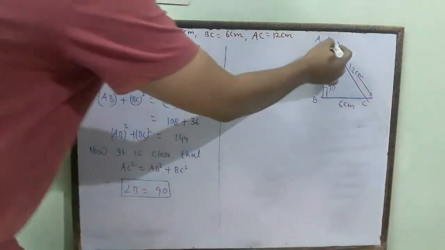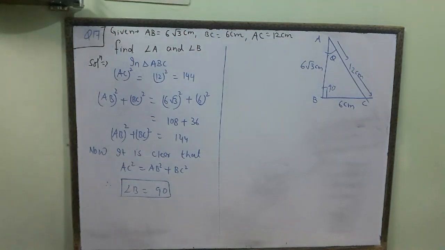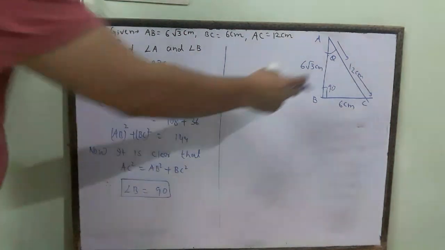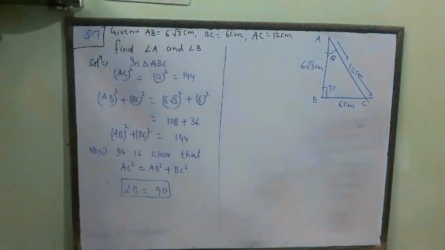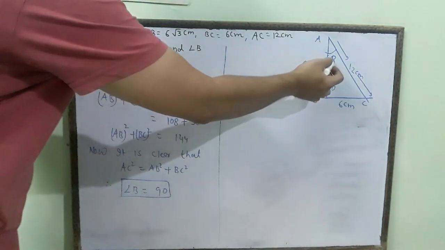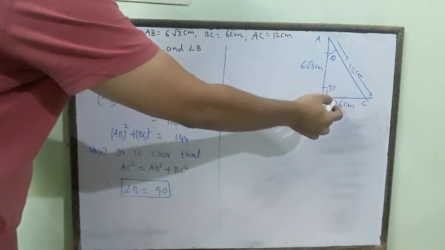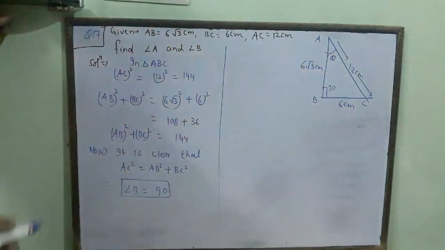For this, use the trigonometric ratio. We can use trigonometric ratio. So here we will take the theta. This one will be the theta. Then this one will be the perpendicular and this one will be the hypotenuse.